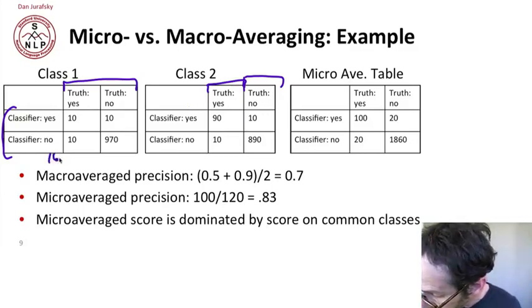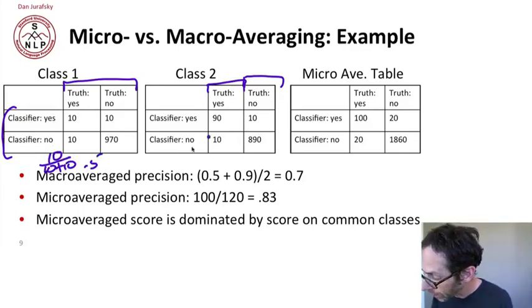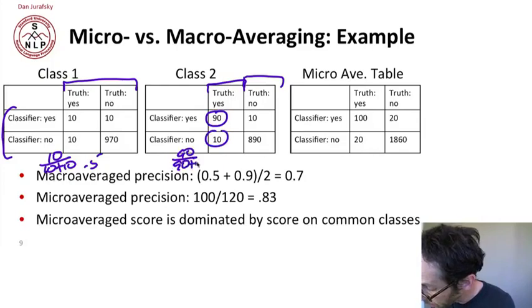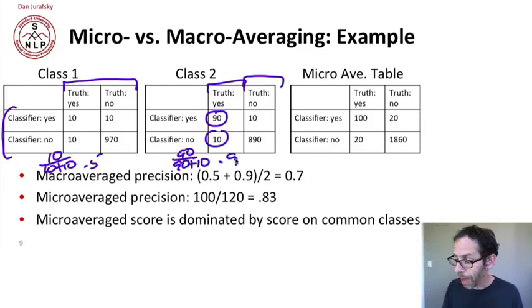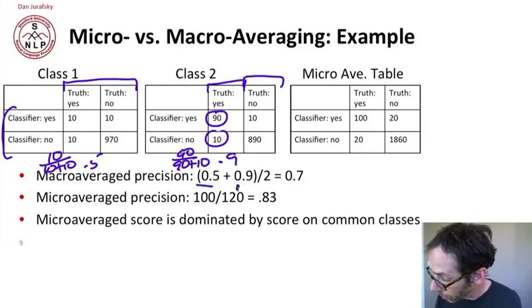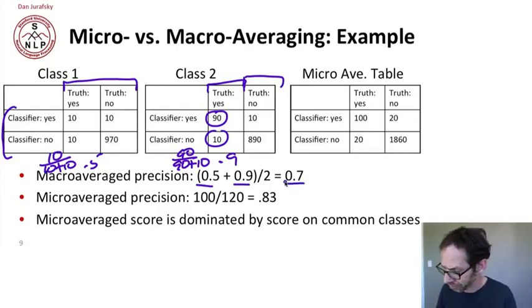So for class 1, 10 over 10 plus 10, so that's 0.5. For class 2, 90 over 90 plus 10, or 0.9. So our macro average precision is the average of 0.5 and 0.9, or we get 0.7.